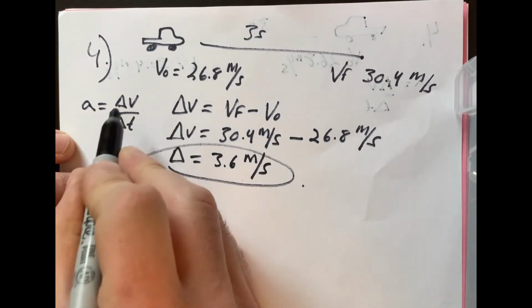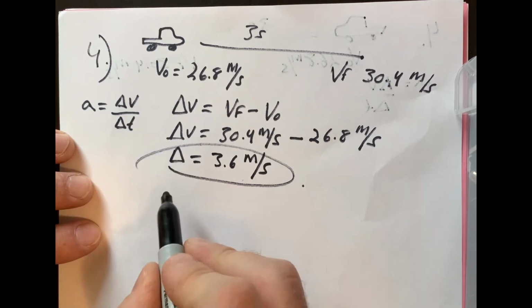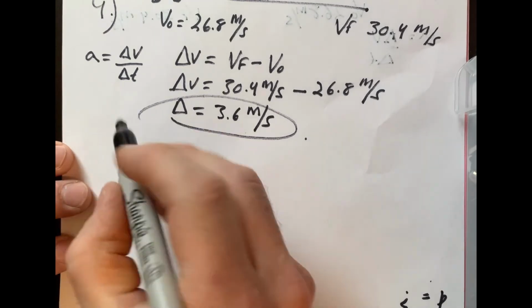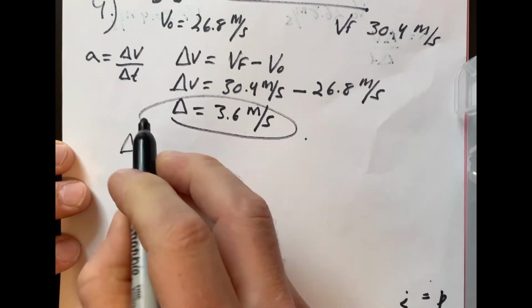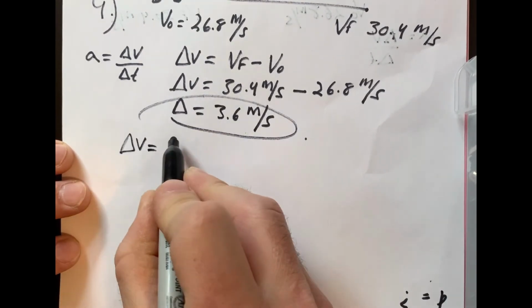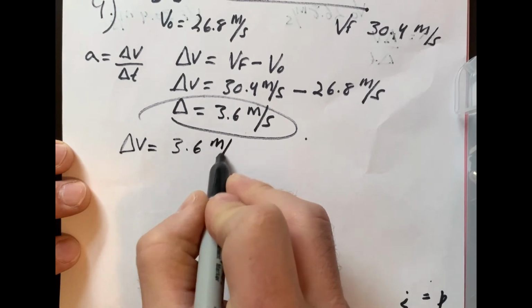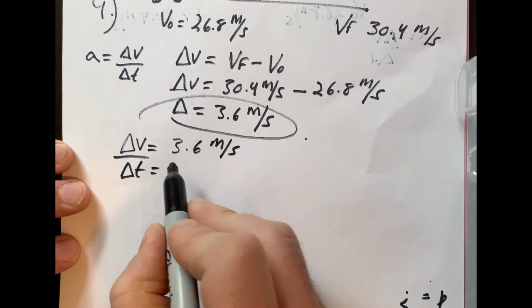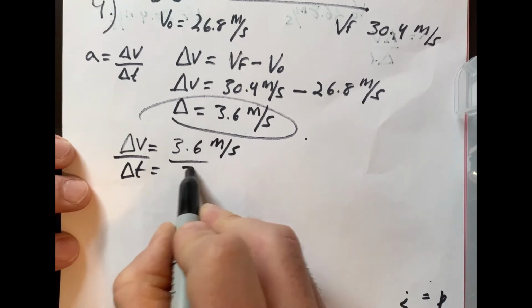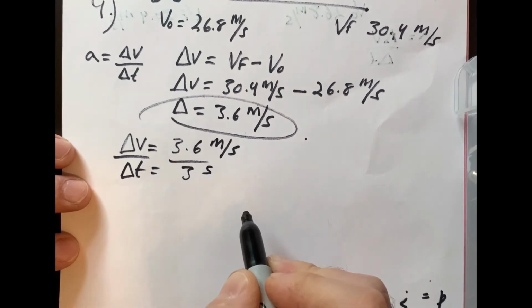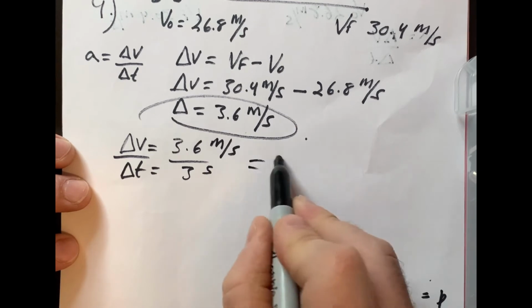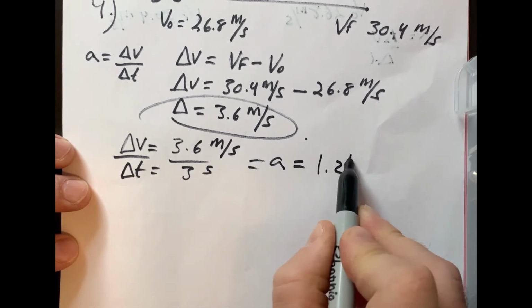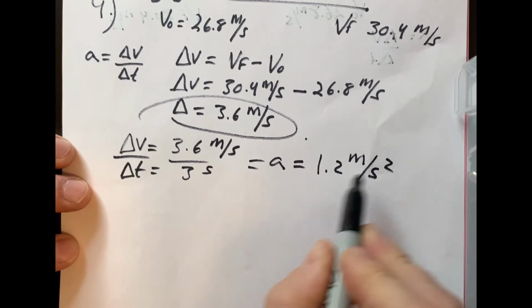Now, I need the change in velocity over the change in time. So let's move this up a little bit so you can see. And we're going to say that the change in velocity is equal to 3.6 meters per second. And the change in time is going to equal 3 seconds. And therefore, the acceleration is going to equal 1.2 meters per second squared.